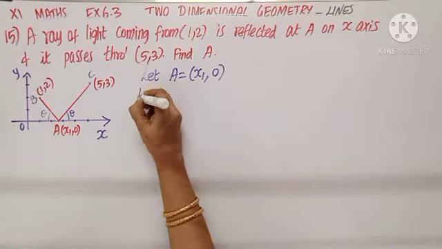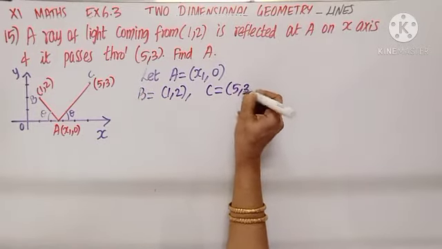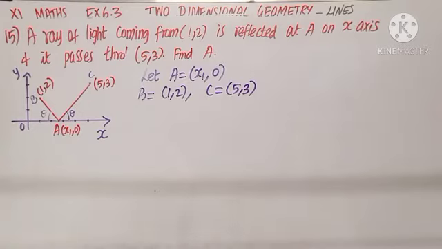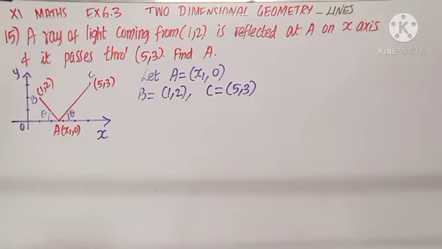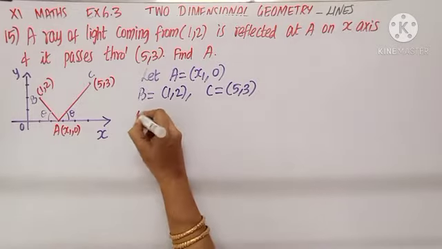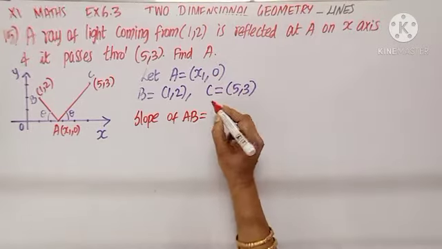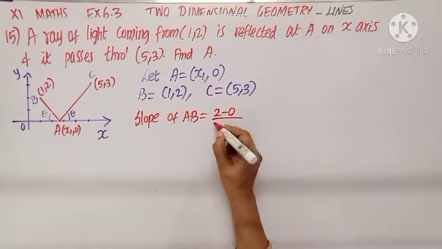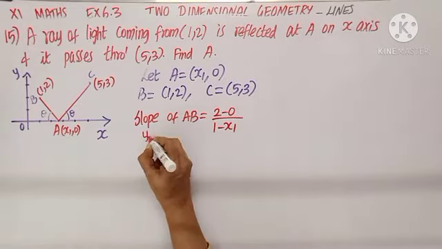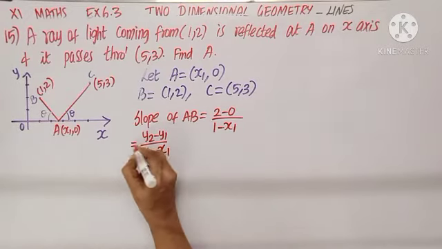What is B given to us? It is (1, 2). And what is C given to us? It is (5, 3). AB makes an angle theta. CA also makes an angle theta. What does it mean? What is the slope of AB? Slope of AB is, I can use y2 minus y1, so 2 minus 0 by 1 minus x1. I am using the formula y2 minus y1 by x2 minus x1.